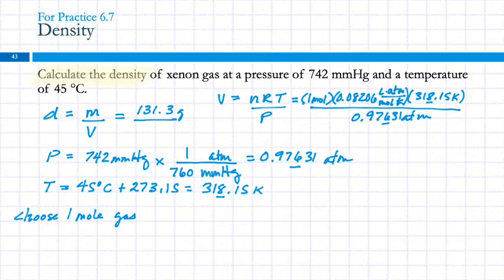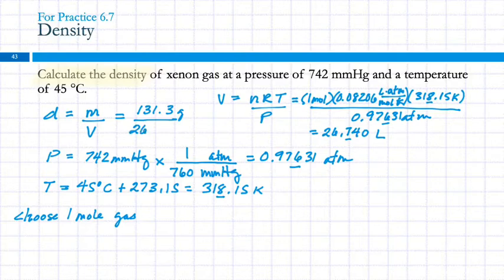So I've got 1 times 0.08206 times 318.15 divided by 0.97631 equals 26.740 liters. That's the volume of 1 mole of this gas under these conditions.